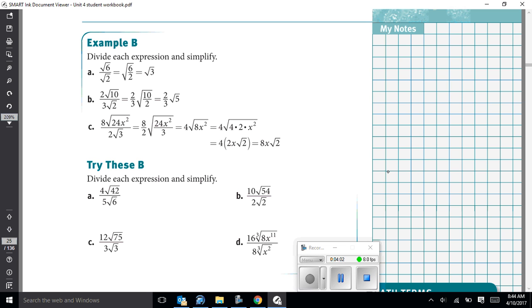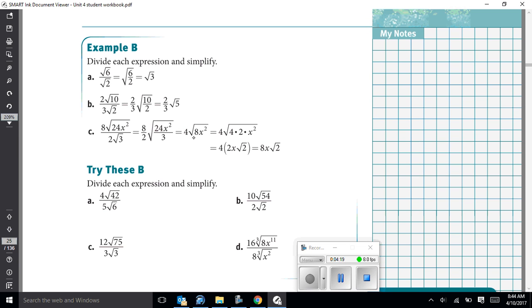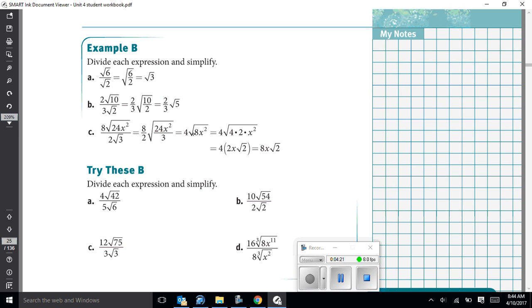All right, so C is going to be the same process, but now we have a letter in there. So we're going to look at the numbers outside. So we have 8 and 2. We're going to divide those. 8 divided by 2 is how much? 4. So that's where that 4 is coming from. This is the square root in the numerator, and we have a square root in the denominator. So everything that's inside the square roots we can combine together.